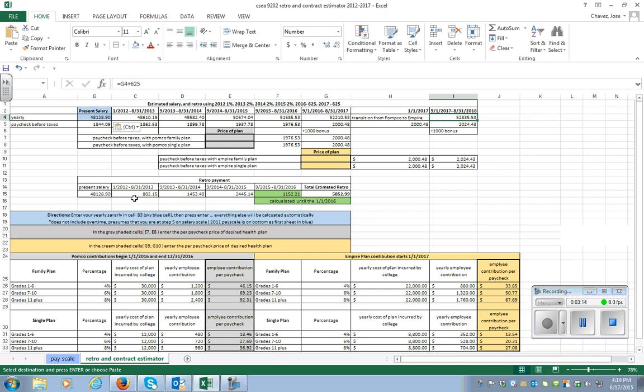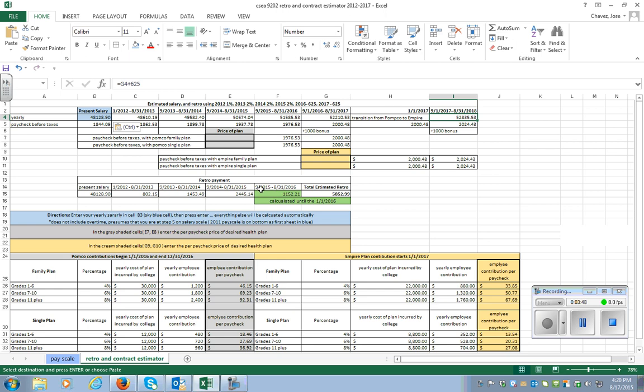The next thing that we want to take a look at is the retro payment. The retro payment is calculated off of your present salary and what you were supposed to earn over that time. What you'll notice is that the difference is $802 for a person who's a grade 6 step 5 in the year 2012 through 2013. September 2013, they're owed $1,453. In September 2014 through end of August 2015, they're owed $2,400 and almost $50.